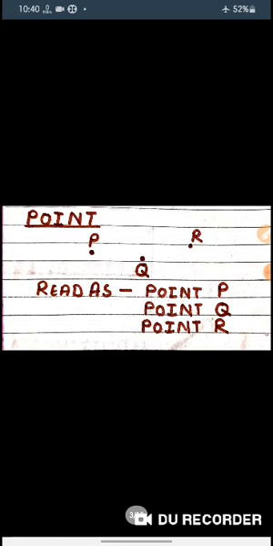Next is point. A point indicates a position in space. It has no length, breadth, or thickness. Here, P, Q, and R are all points in space, and we read them as point P, point Q, and point R.